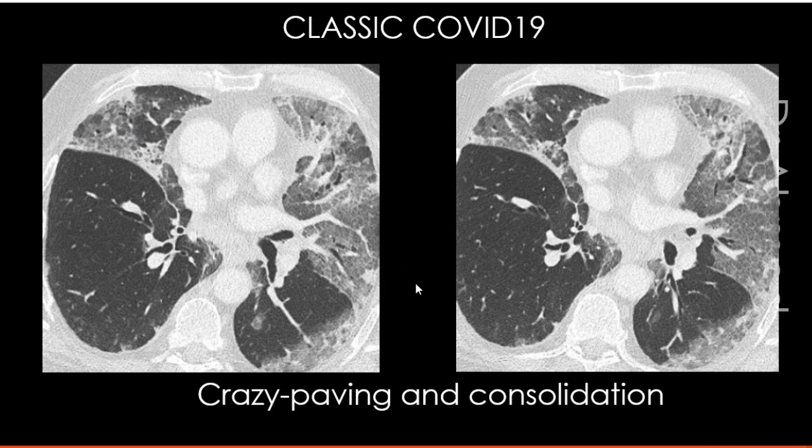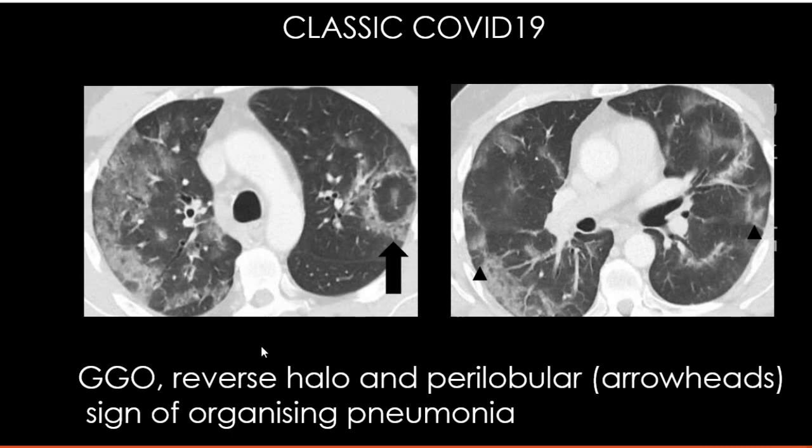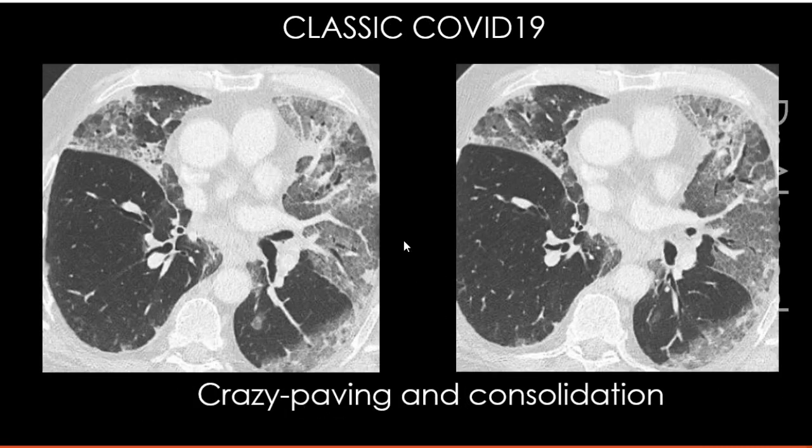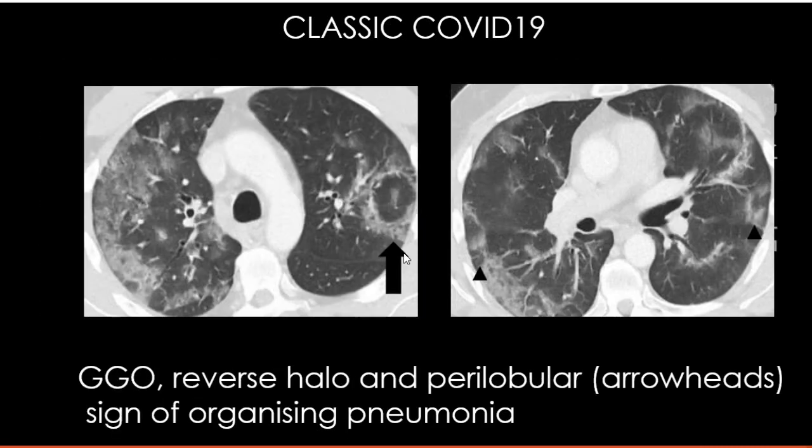Consolidation in classic COVID-19 also has a specific pattern. These are examples of consolidation. This is a white area in which you cannot visualize the bronchovascular markings behind it, as it totally obscures the lung behind this whiteness. So, crazy paving and consolidation in classic COVID-19 infection.